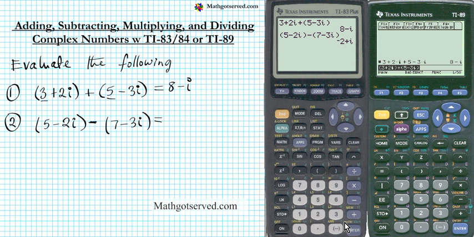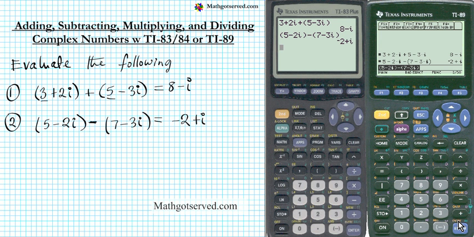Enter. You have negative 2 plus i as your answer. That was the answer that the TI83 gave me. Let's test it out on the 89. So parentheses 5 minus 2i. The i is second function catalog for the 89ers. Minus parentheses 7 minus 3i. Okay? Enter. And you have negative 2 plus i.